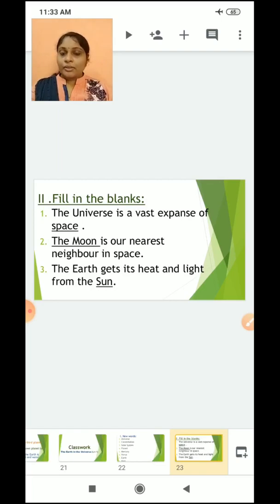Shall we go to the second one? Okay. Dash is our nearest neighbor in space. And the answer is the moon. The moon is our nearest neighbor in space. Just write it down, children. The moon is our nearest neighbor in space. Shall we go to the third one? Yes.